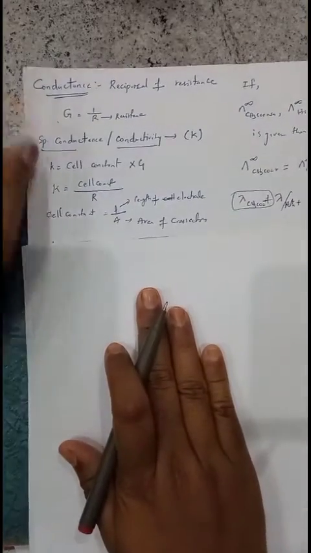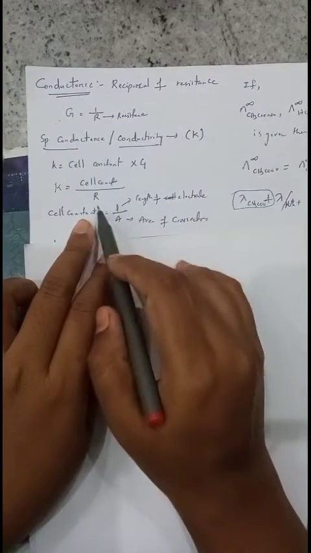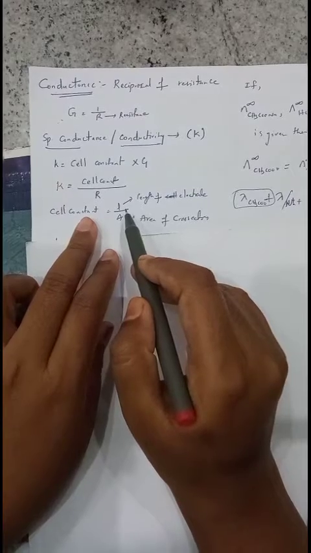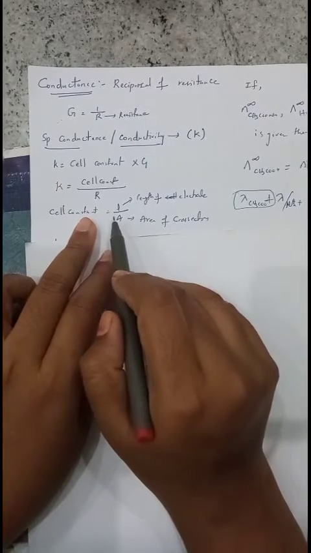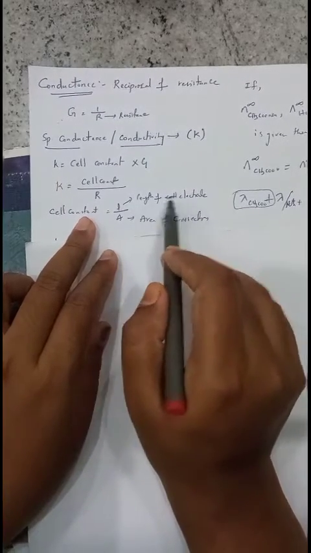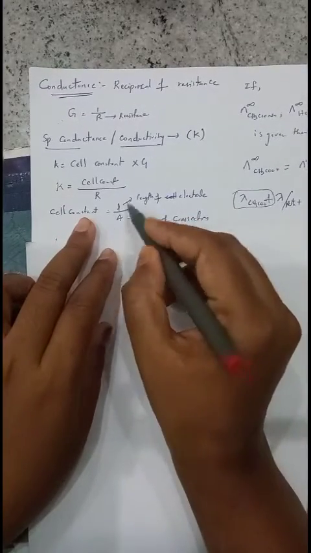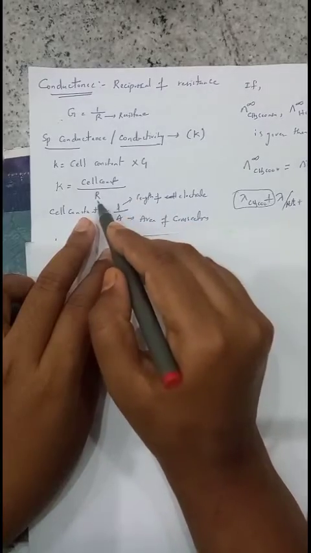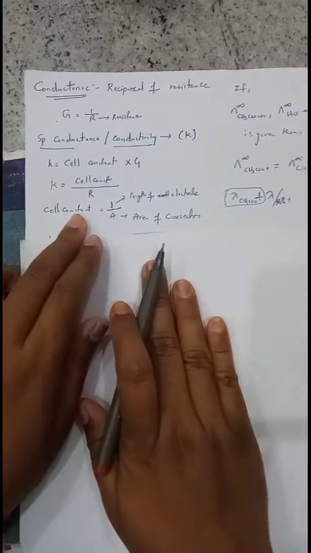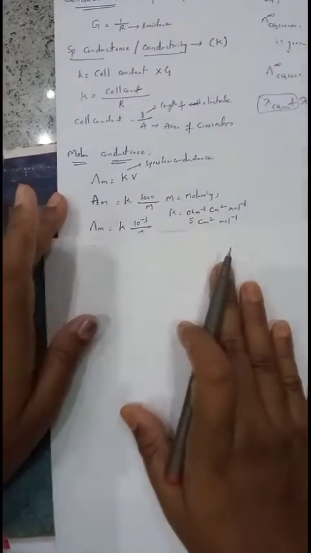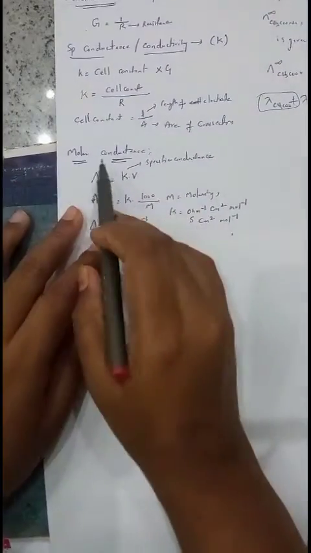The cell constant can also be calculated by using the formula L by A. Here L is the length of the electrode, and A is the area of the conductor. So by substituting this value in the cell constant and dividing by R, you will get K, that is nothing but specific conductance.